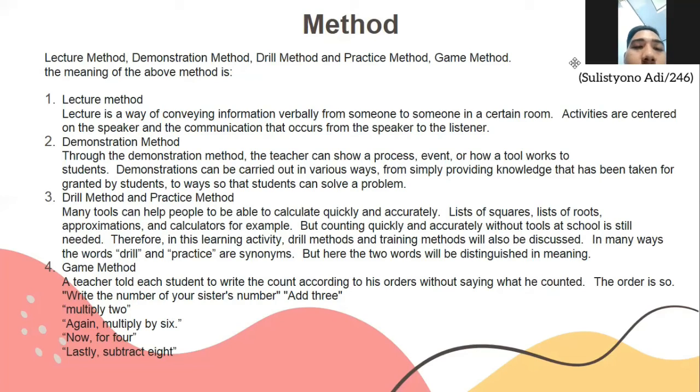For the game method, a teacher tells each student to write the count according to his order without saying what is counted. The order is: write the number of your sister's number, add 3, multiply by 2, again multiply by 6, now divide by 4, lastly subtract 8.